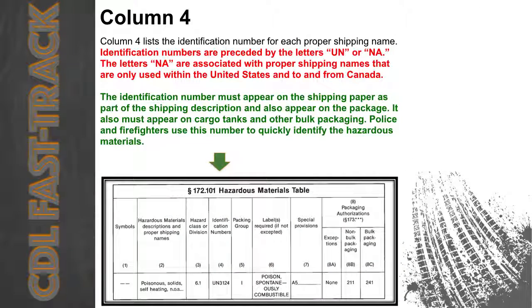Column 4. Column 4 lists the identification number for each proper shipping name. Identification numbers are preceded by the letters UN or NA. The letters NA are associated with proper shipping names that are only used within the United States and to and from Canada. The identification number must appear on the shipping paper as part of the shipping description and also appear on the package. It also must appear on cargo tanks and other bulk packaging. Police and firefighters use this number to quickly identify the hazardous material.